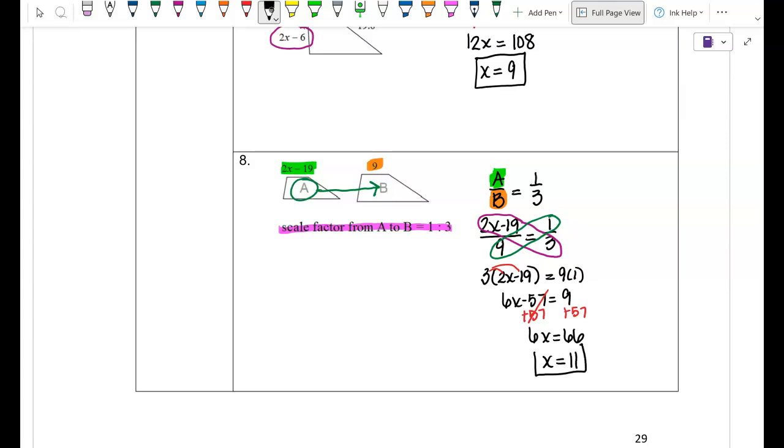x equals 11. But again, if you don't set up the proportion correctly, you cannot get the answer correct. So it's about taking time and making sure you are setting up that proportion correctly so that when you solve, you are getting the correct answer.